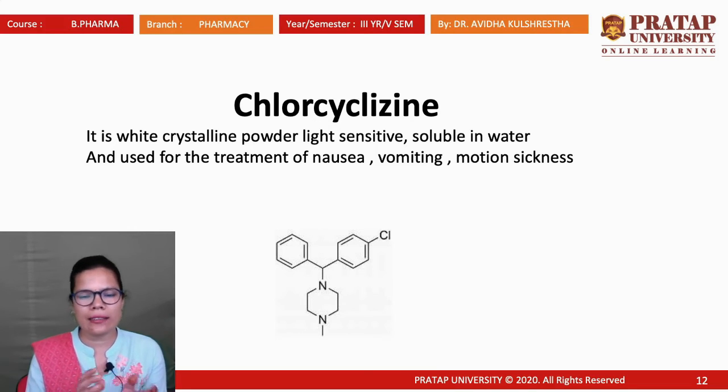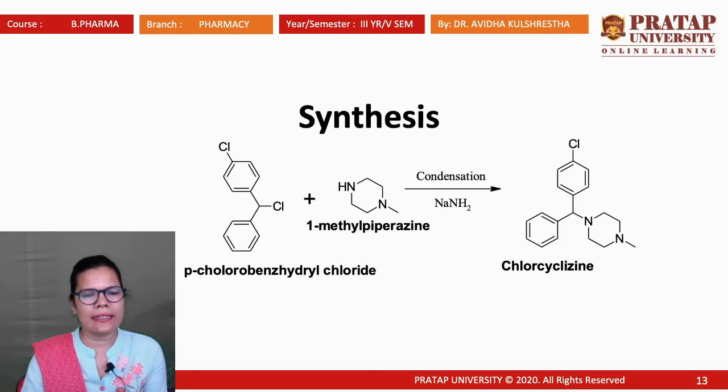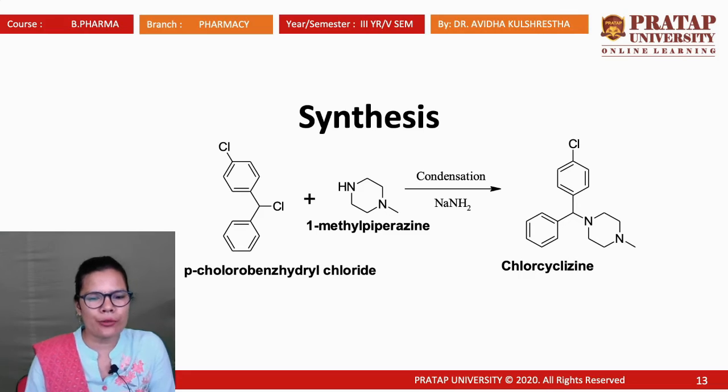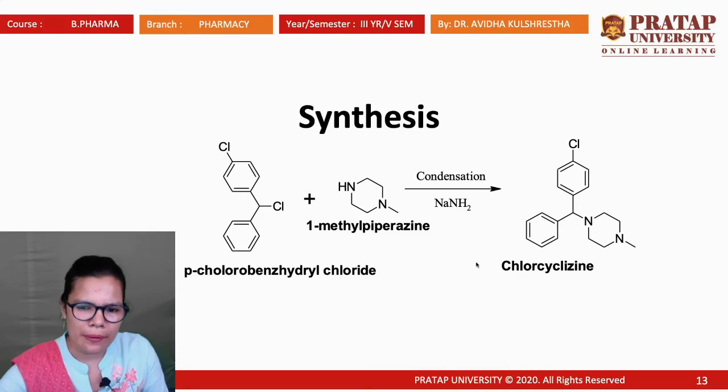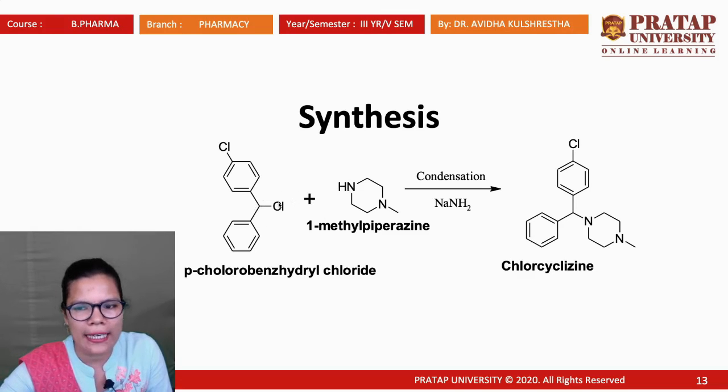Chlorocyclazine and cyclazine are basic derivatives of each other. The chlorine derivative is chlorocyclazine, and without chlorine it is cyclazine. So these are also used for vomiting, motion sickness and nausea, and how these are prepared we will discuss. Synthesis is very simple. We took parachlorobenzyl hydryl chloride and 1-methyl piperazine. A very simple reaction takes place in this case. This HCl is removed and this nitrogen is directly connected at this point.